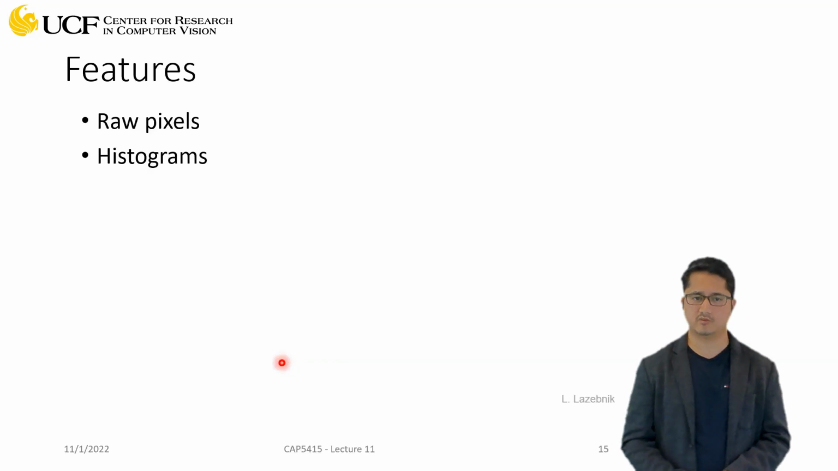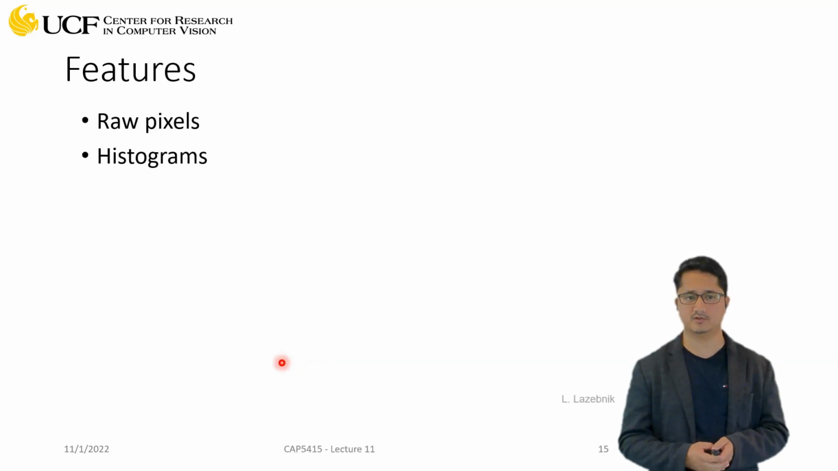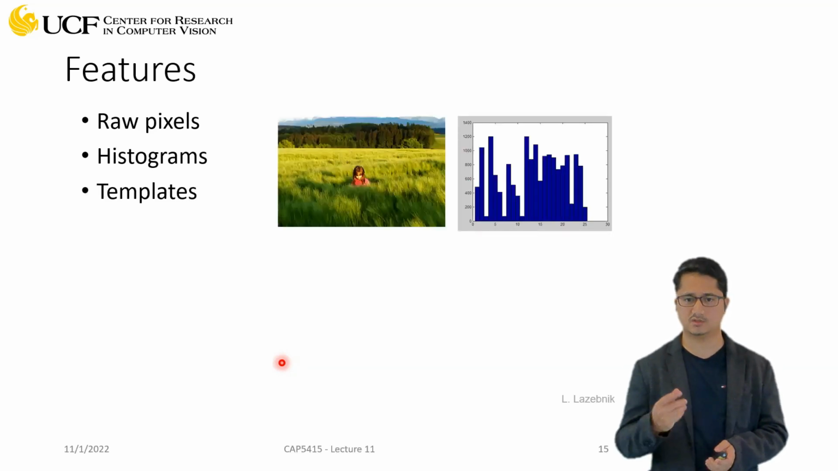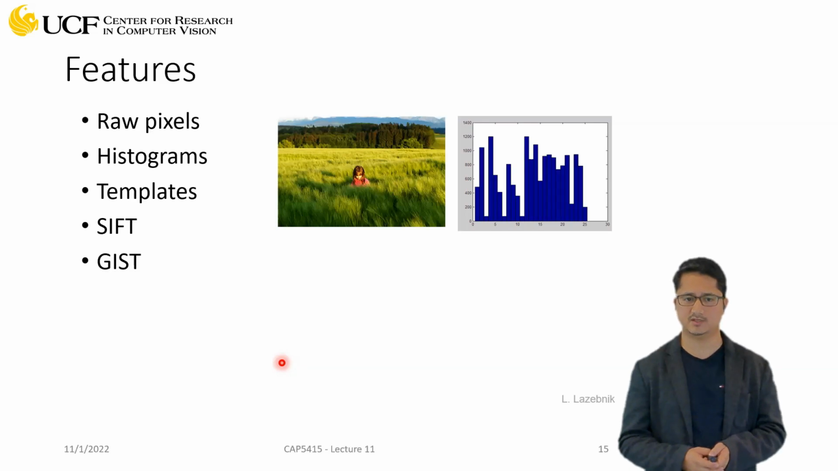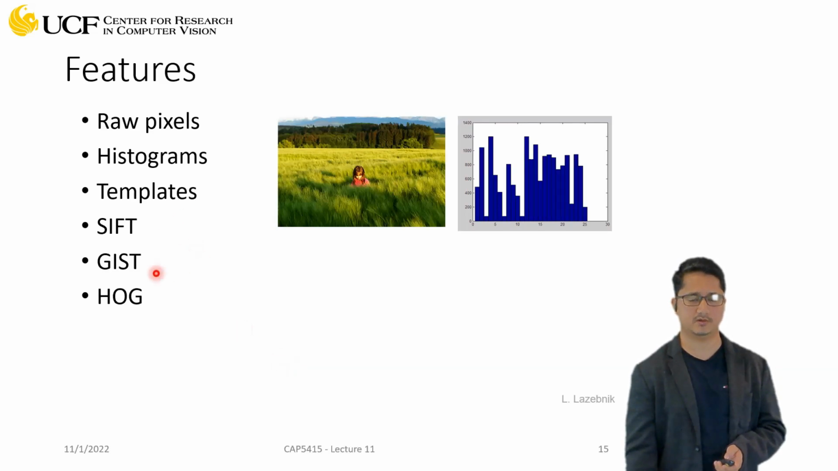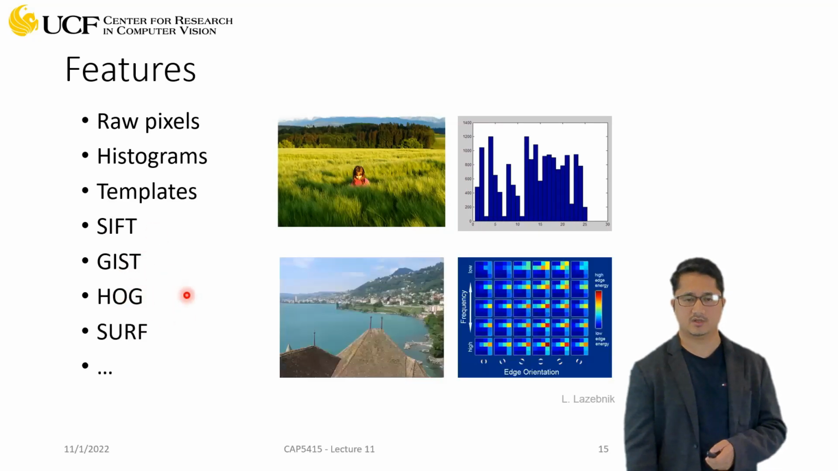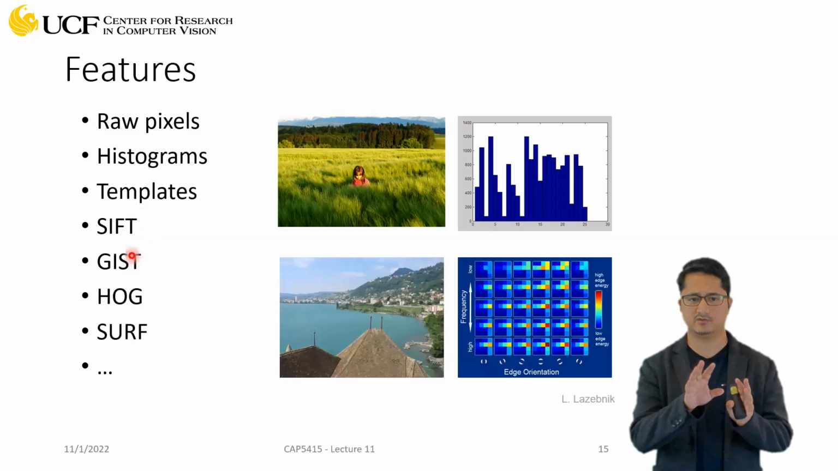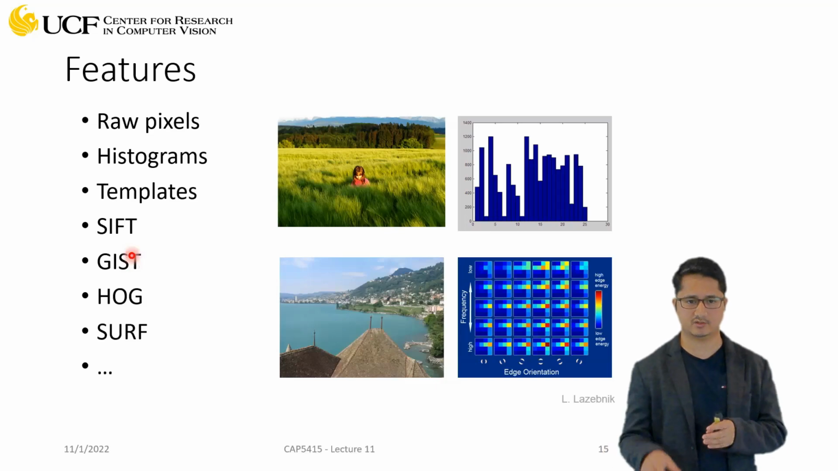Now, let's quickly go over what kind of features you can use. We can have raw pixel values. We can use those directly. We can use histograms, for example HOG features or SIFT features. We can have templates. And there are a lot of other local features which are very useful for classification. And eventually, this is something we will focus on in this lecture.